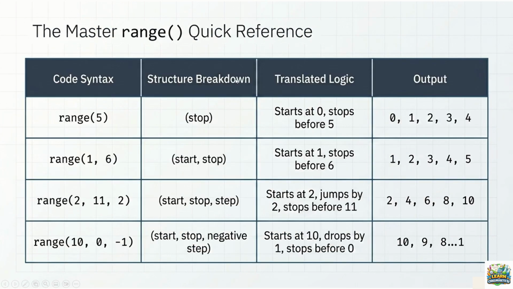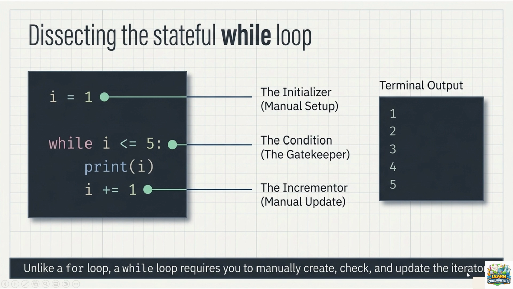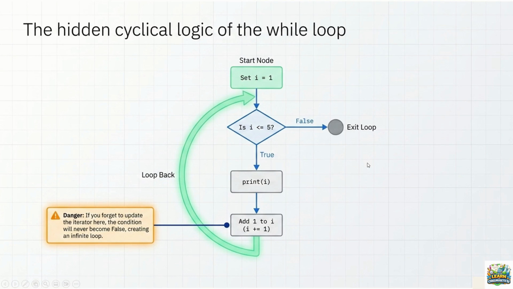Okay, now this is a quick reference. You can take a screenshot of this. Now this is while loop. While loop has a variable which is the manual setup. Then this is the condition, where I should be less than or equal to 5. Then it should print I. Then I should be added, the incrementing.